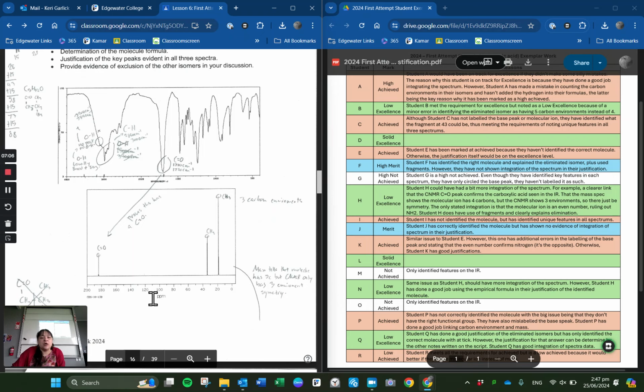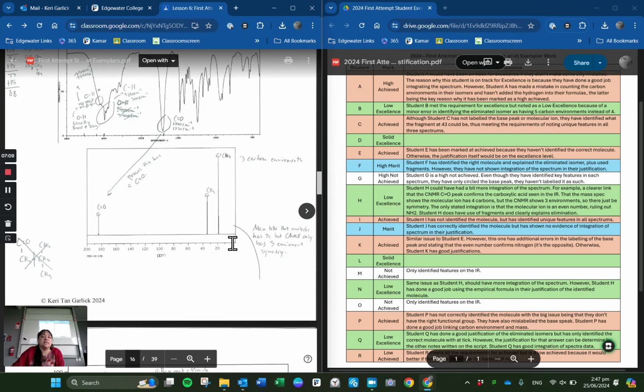The other thing that you could be labeling for your integration is this one here, talking about how there's 3 carbon environments, but the mass shows 4 carbons, so there must be symmetry. That way we're not integrating the mass spec and the NMR.